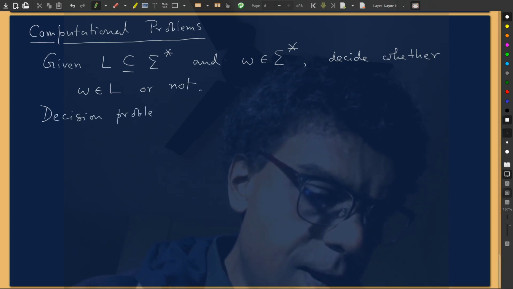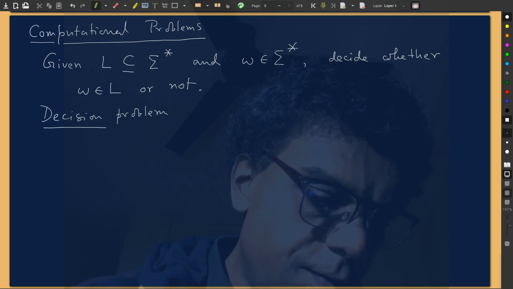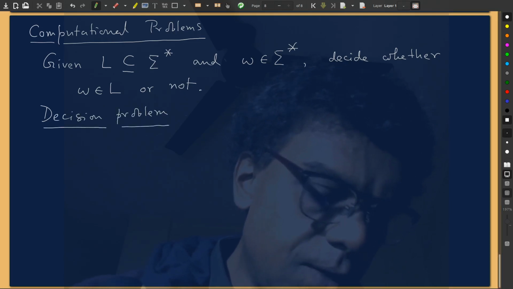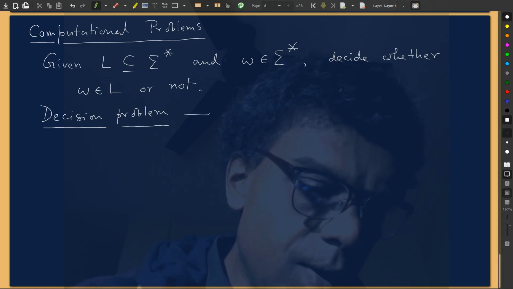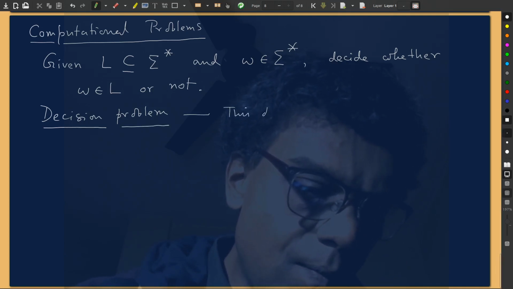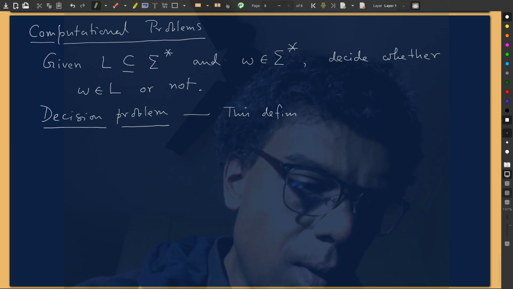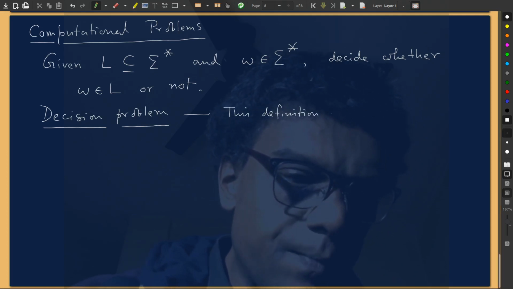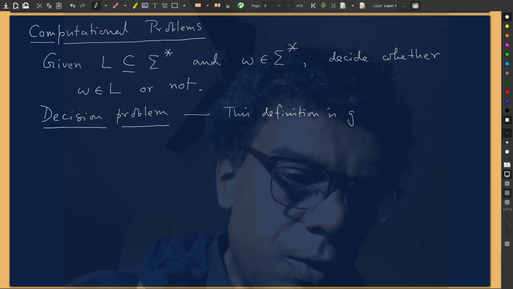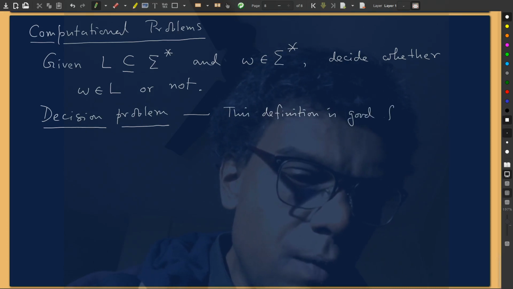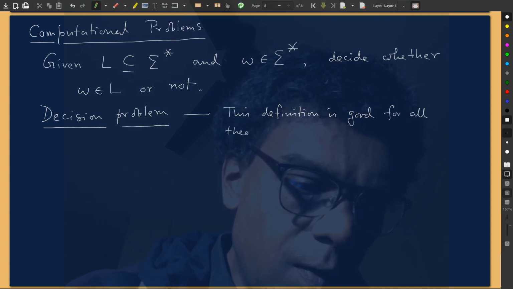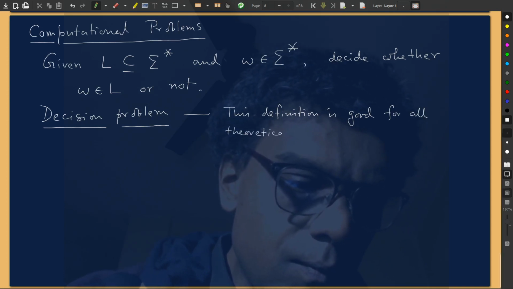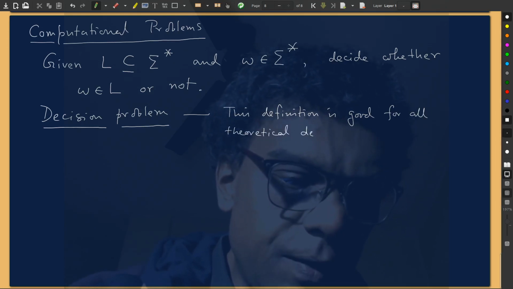And it may seem a little bit of a loss of generality for the moment, but it is actually not exactly so. So this definition, I would say, is good for all theoretical developments.